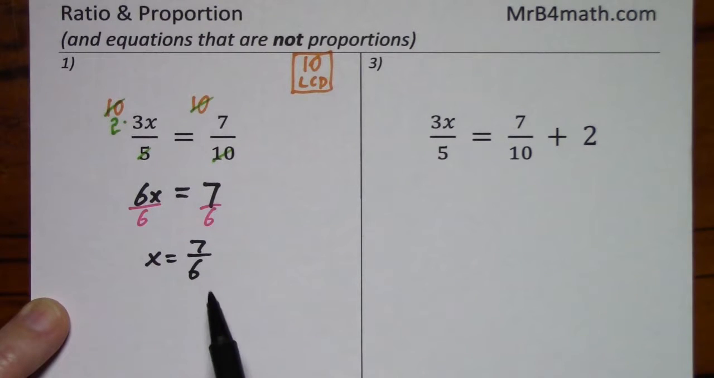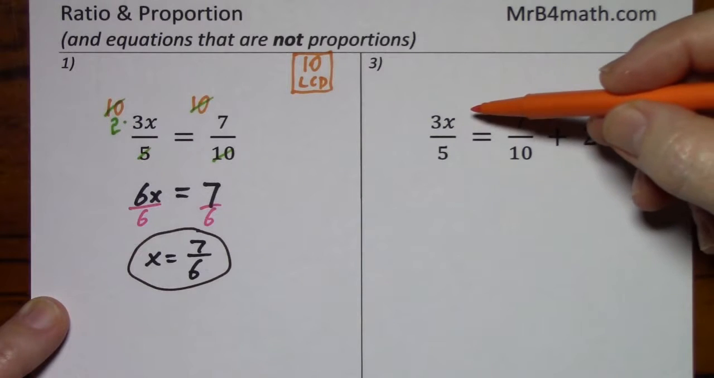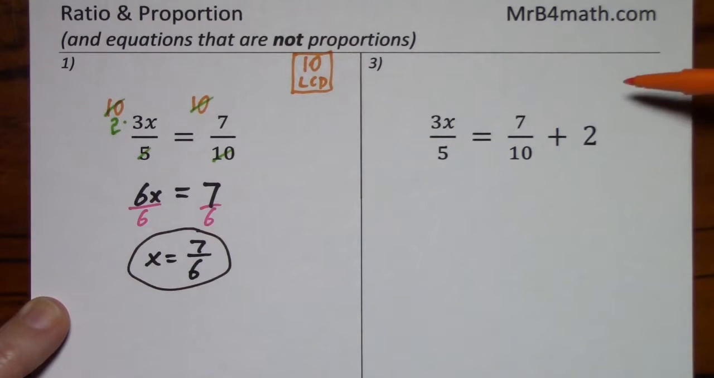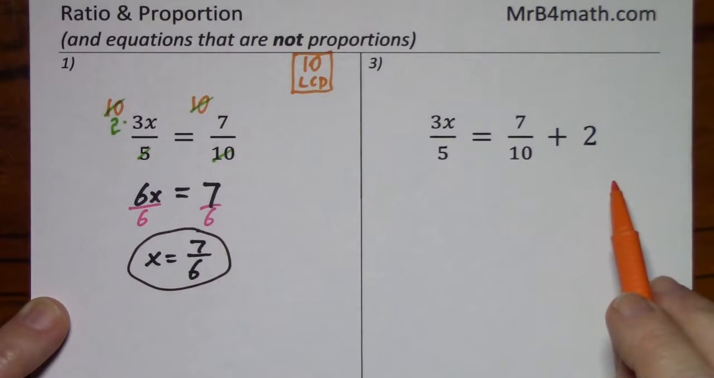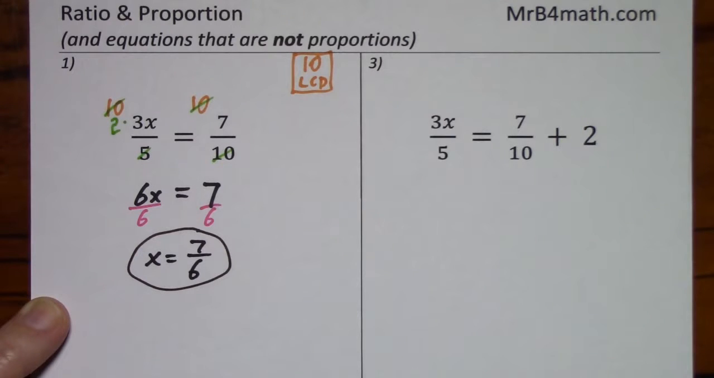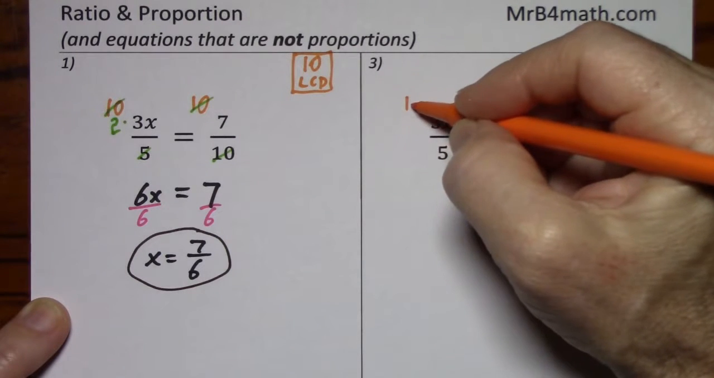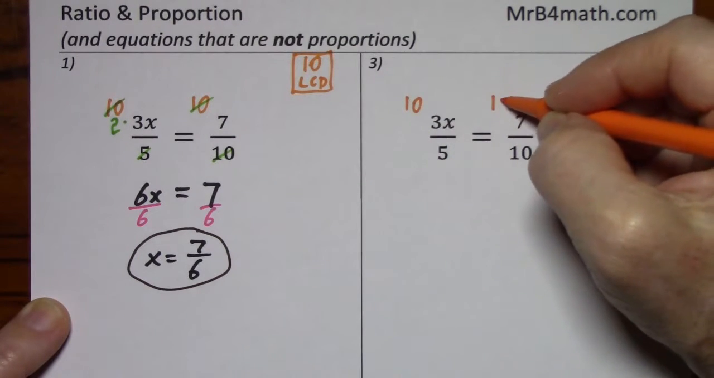I'm going to leave this as an improper fraction. Here x is in the numerator. If we clear this equation of fractions, it'll be a lot easier to deal with. The least common denominator is 10. So we multiply each term on each side by 10.